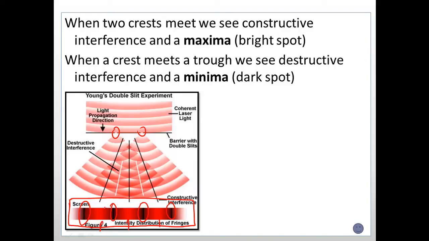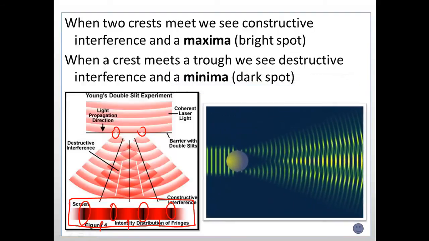And if you take a look, you'll notice along the bright patches, that's where the constructive interference was occurring, and in the dark patches, that's where the destructive interference was occurring. So this double slit experiment was fundamental in proving this idea of diffraction existing.